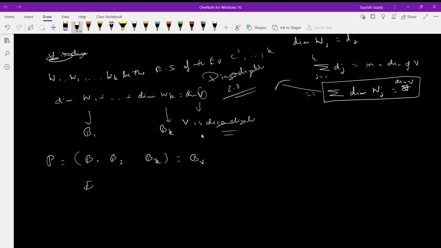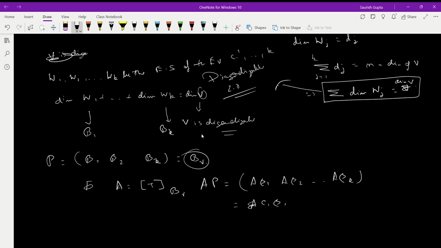Okay, and if so happens, then it is pretty easy to understand the fact that this matrix, suppose this is the matrix V. Then what happens is, if you have A to be the representation of T with respect to this basis BV, then AP is nothing but A beta 1, A beta 2, and so on till A beta k. But obviously beta 1, beta 2, and beta k represent the eigenvectors, so they become C1 beta 1, C2 beta 2, and so on till Ck beta k.